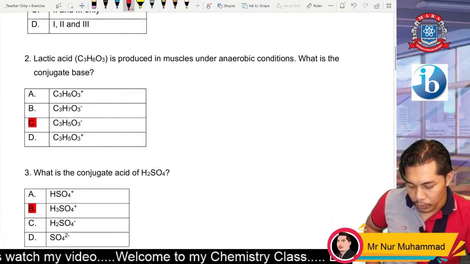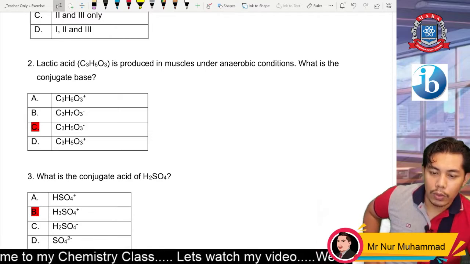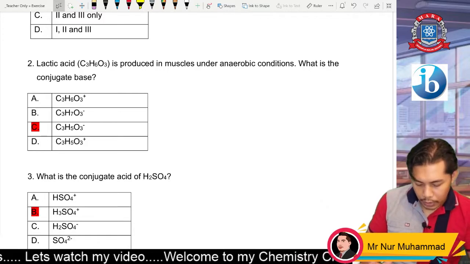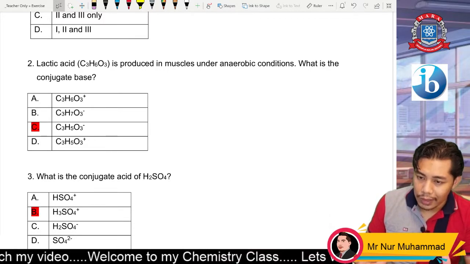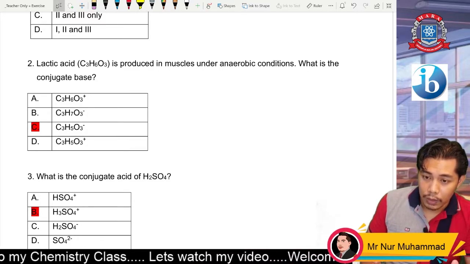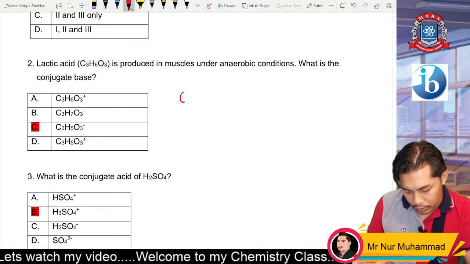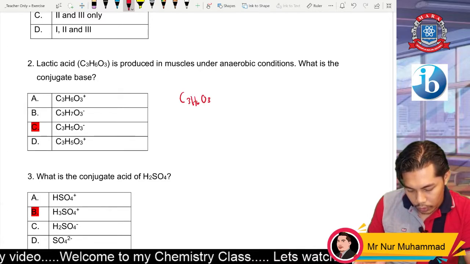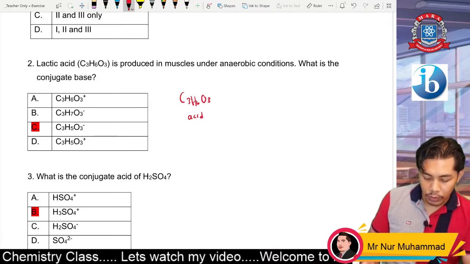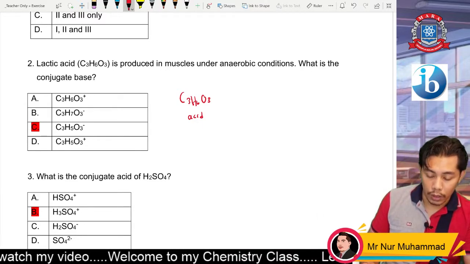Now question 2. Lactic acid is produced in muscle under anaerobic condition. What is the conjugate base? Please remember that the difference between an acid and its conjugate base is 1 proton. C3H6O3 is the acid. What's the role of acid? Acid donates a proton to base. So when it donates a proton, it will lose 1 hydrogen.